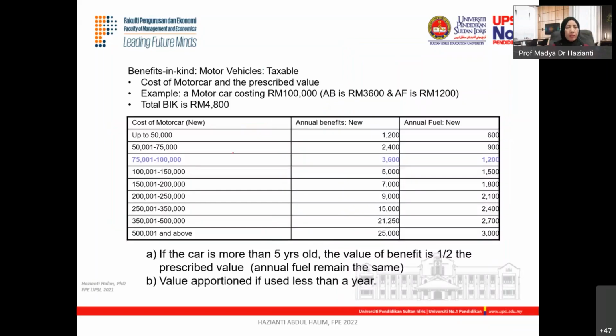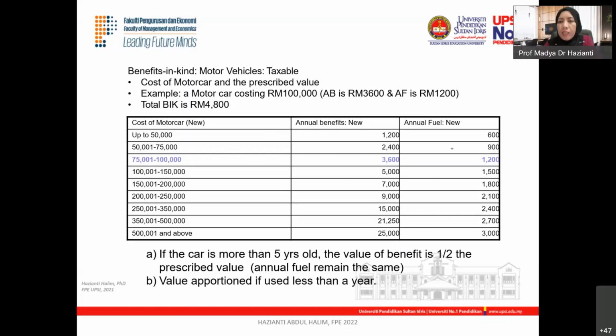Alright, so this is the table. This is also from public rulings of income tax. Dia bagi kita table ni. So cost of motor car and the prescribed value. Okay, contohnya a motor car costing 100,000. Okay, 100,000 highlight dekat sini. Harga dia harga baru. 75 to 100,000 duduk dekat kategori ni. A, B is annual benefit 3,600.